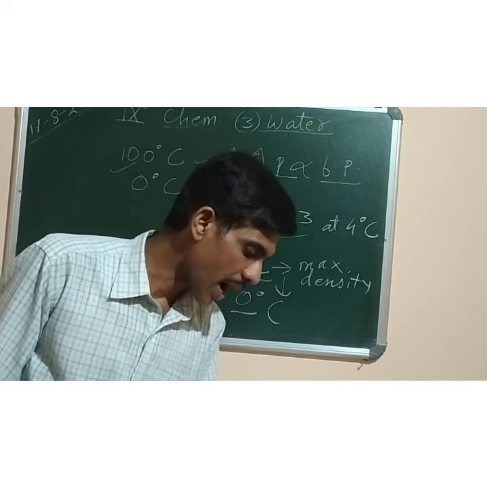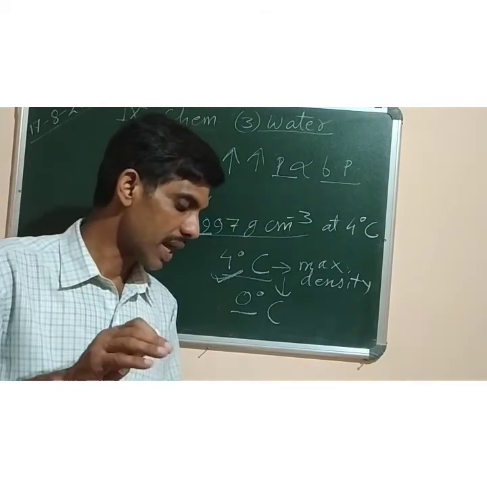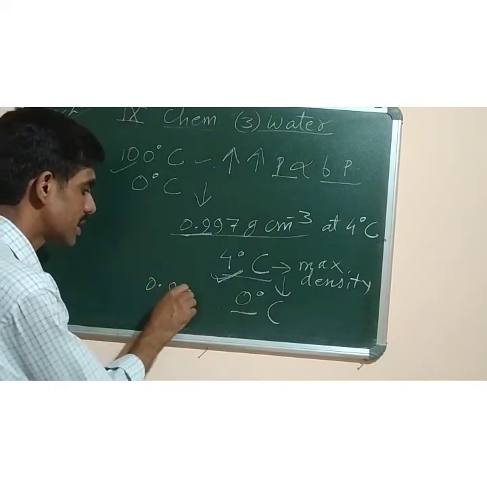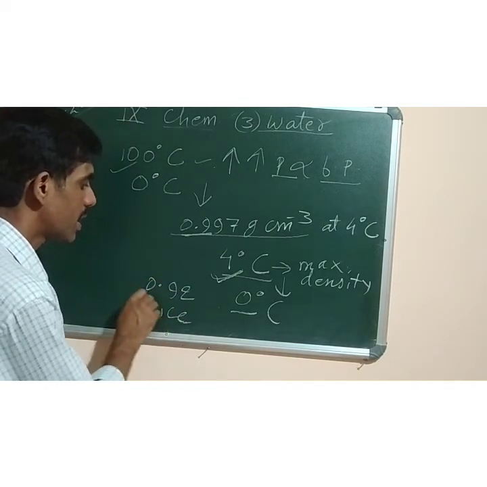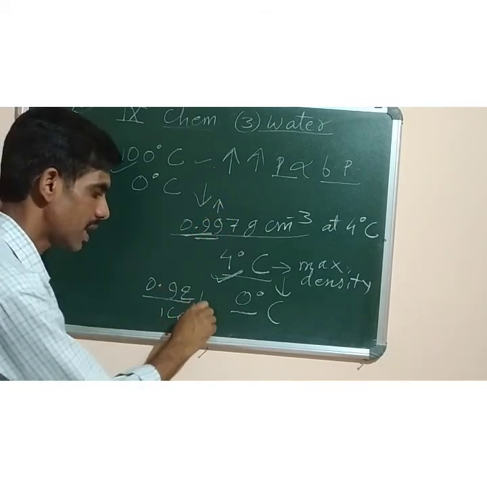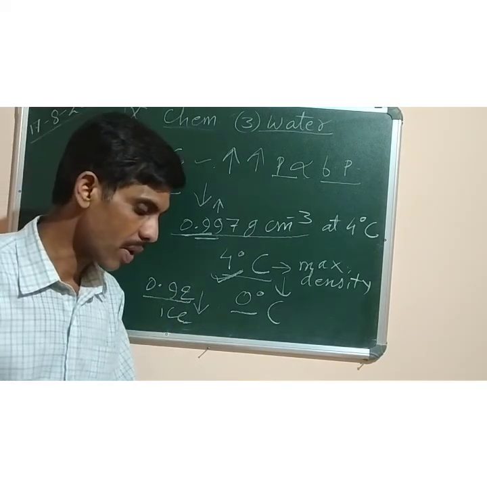Ice has a density of 0.92, so it is lighter and floats on water. So 0.92 is the density of ice, and water density you can see is 0.99. It is more. Ice density is less, and that is the reason why ice floats on the surface of water.